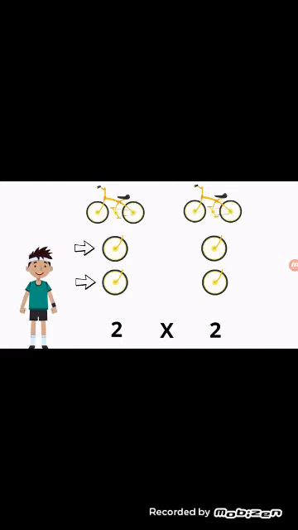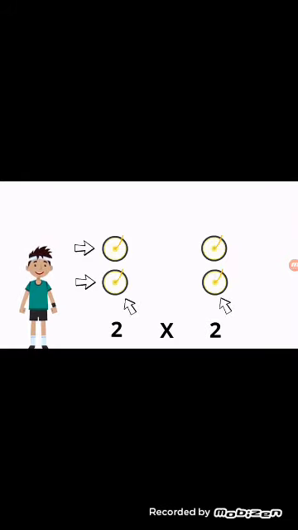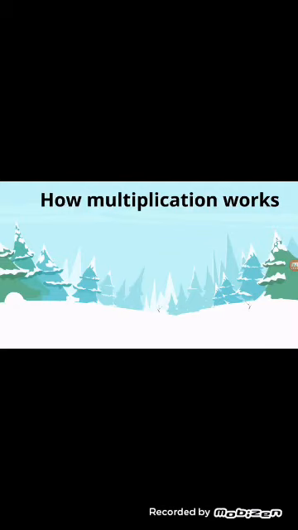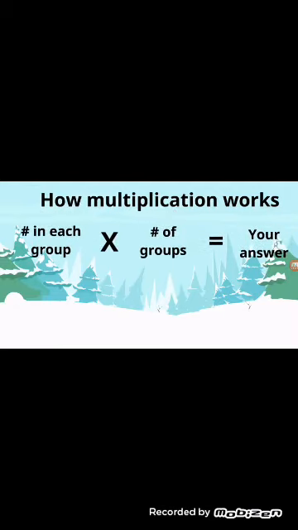To figure this out, we are going to skip count by 2. 2, 4. That means 2 times 2 equals 4. If you have 2 bikes, that means you have 4 wheels. 2 times 2 is 4. Remember, this is how multiplication works. The number in each group times the number of groups equals your answer.